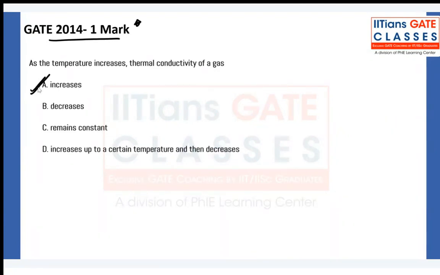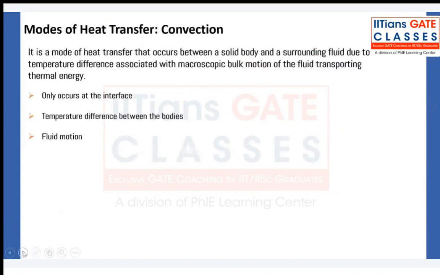Let's move ahead. Now we come to the next mode of heat transfer, which is convection. What does the definition of convection say? It is the mode of heat transfer that occurs between a solid body and a surrounding fluid. It is also not a generalized definition, but people use it very frequently.